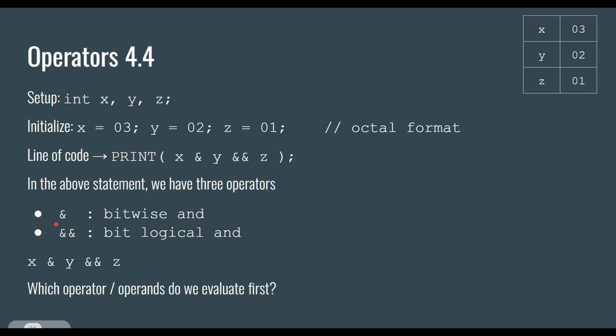The single ampersand is known as the bitwise AND, which we've seen in previous videos. And the double ampersand is the logical AND, and once again we've seen this in the logical operator section. So once again we have this expression here. Which of these two ANDs, whether it's a single ampersand or double, do we evaluate first?